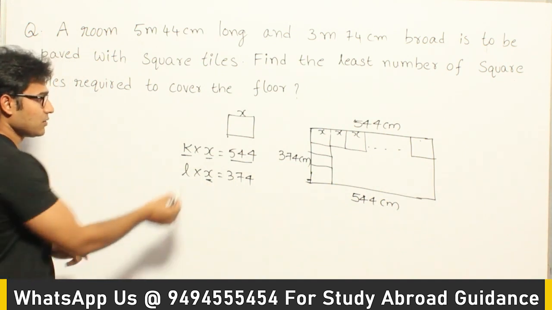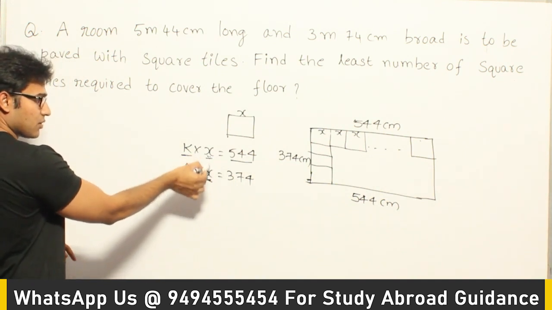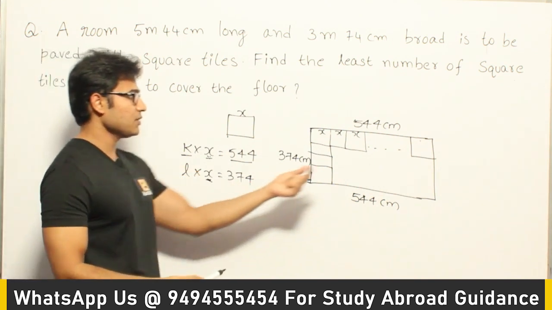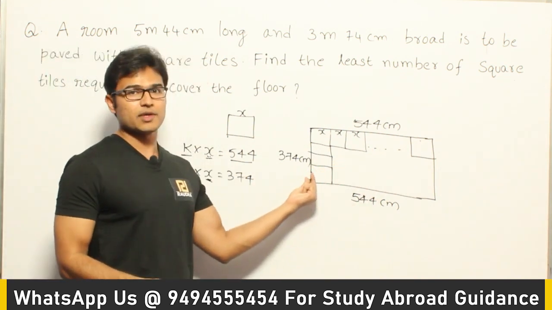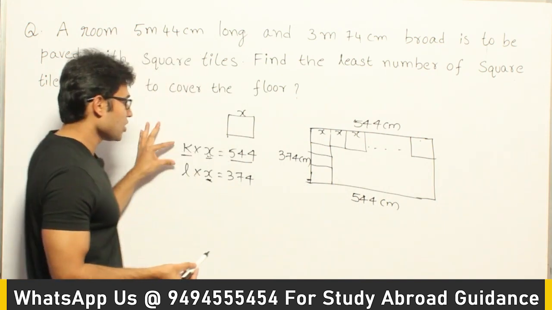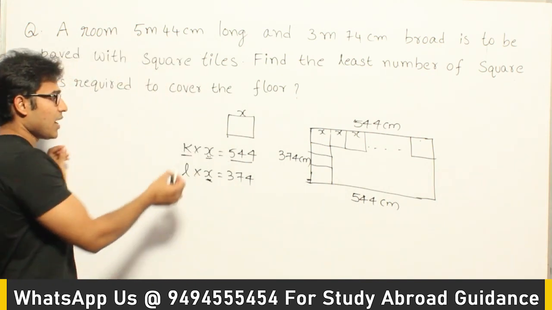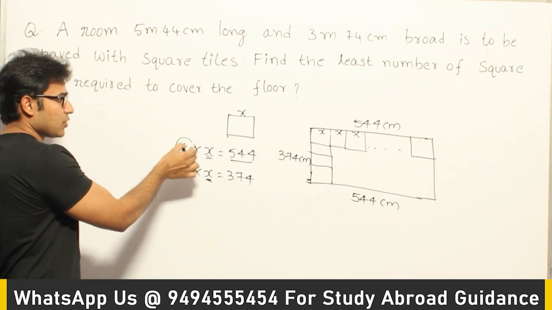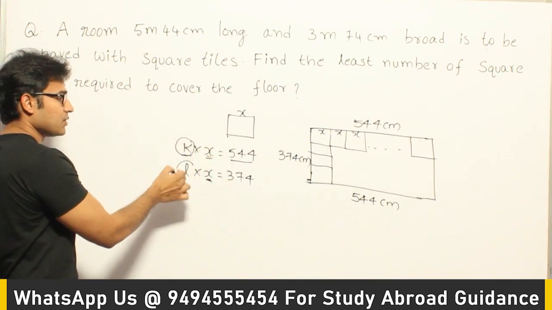Got it? So why should these two be followed? If these are not followed, then some part of the length or some part of the breadth will be remaining, which has to be covered by part of a tile. It should not happen, which means there should not be remainders. So we have to use an integral number of tiles to cover this and an integral number of tiles to cover this.